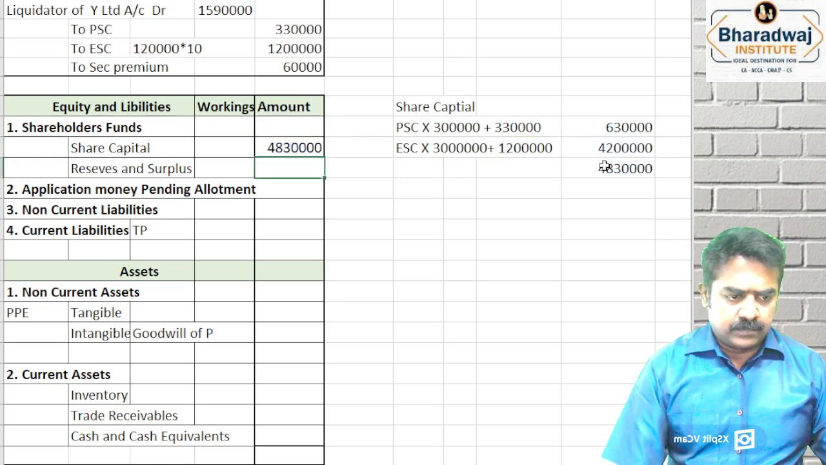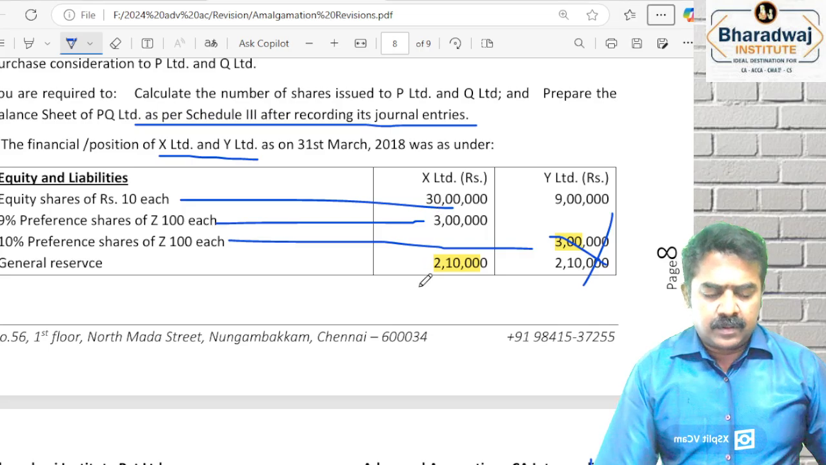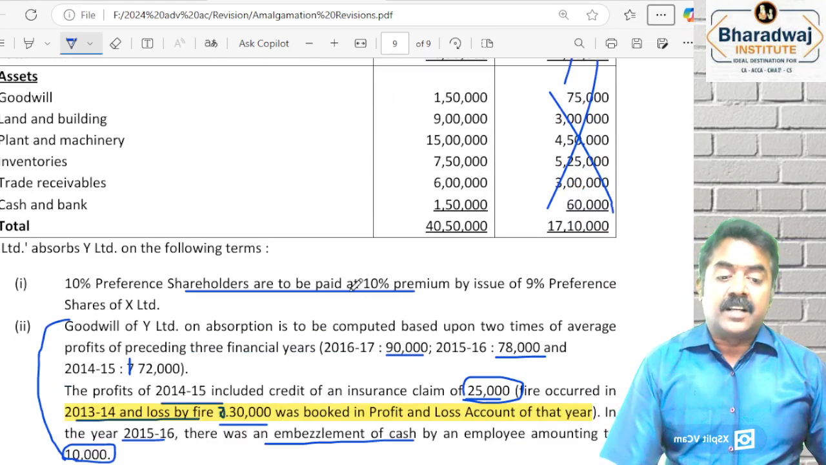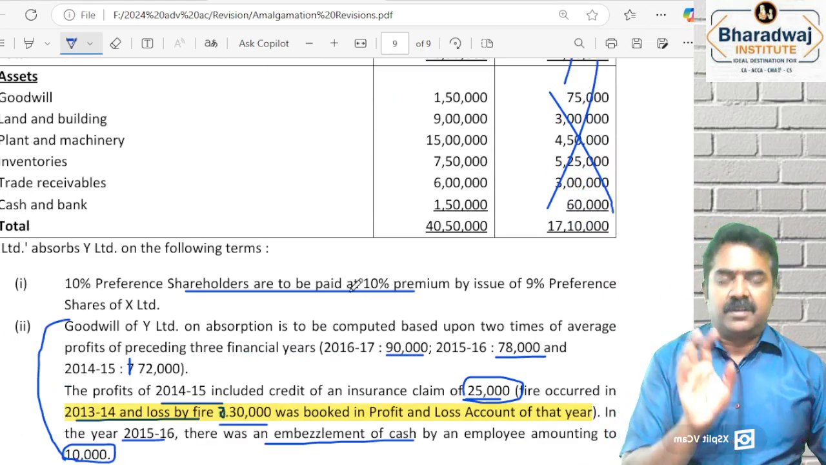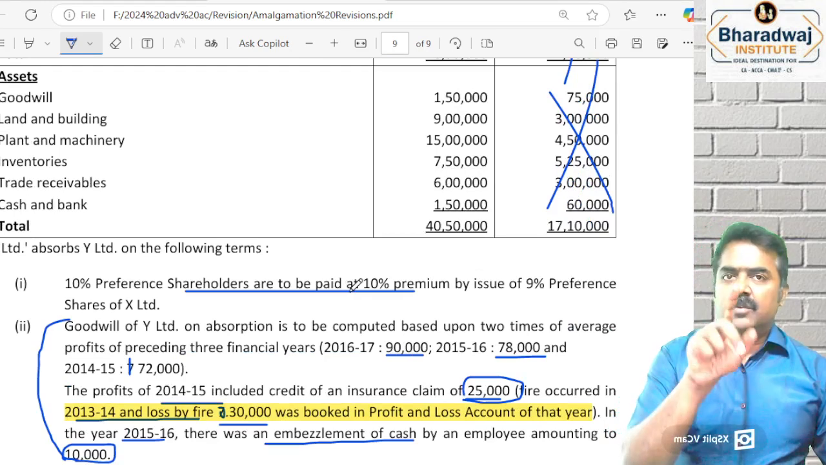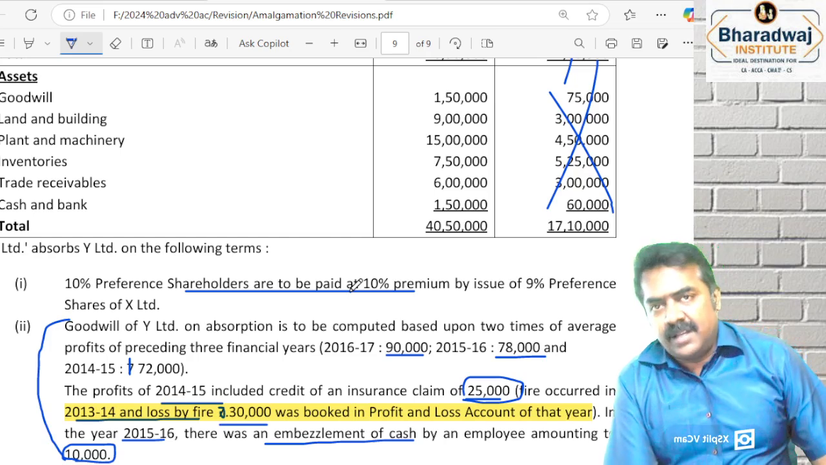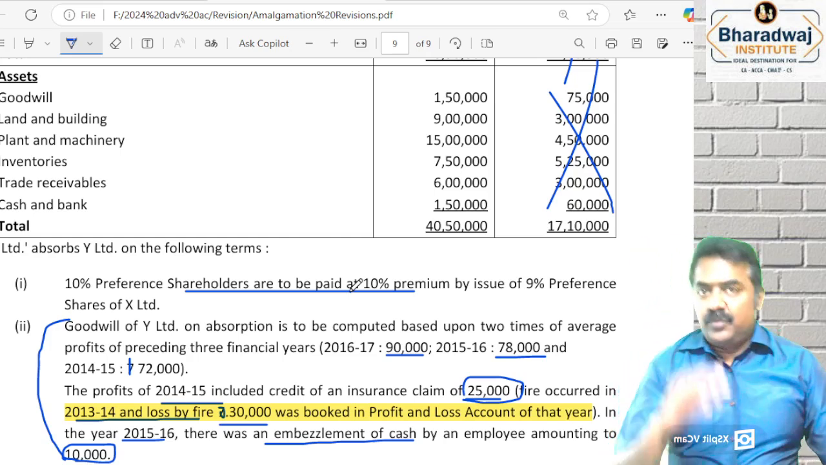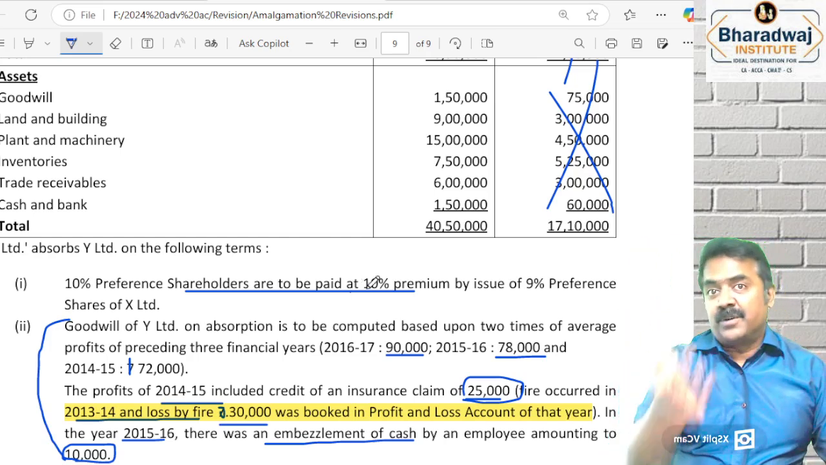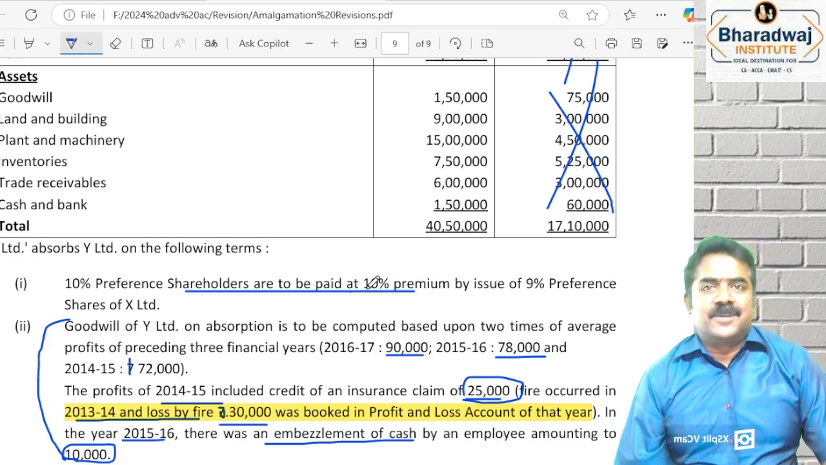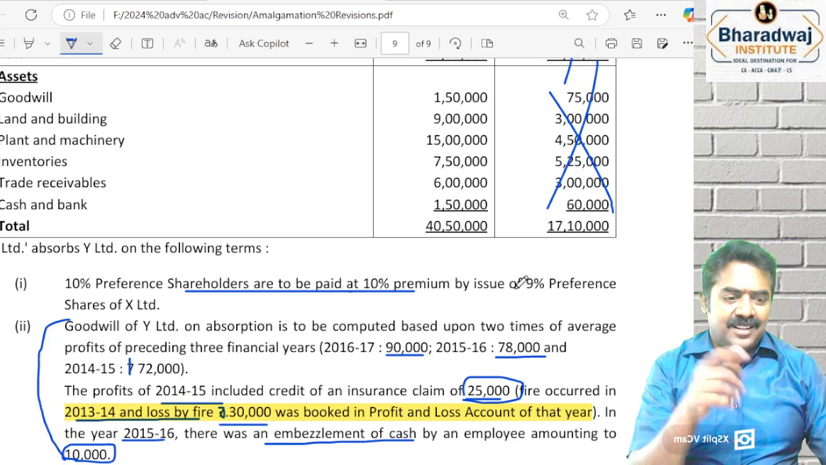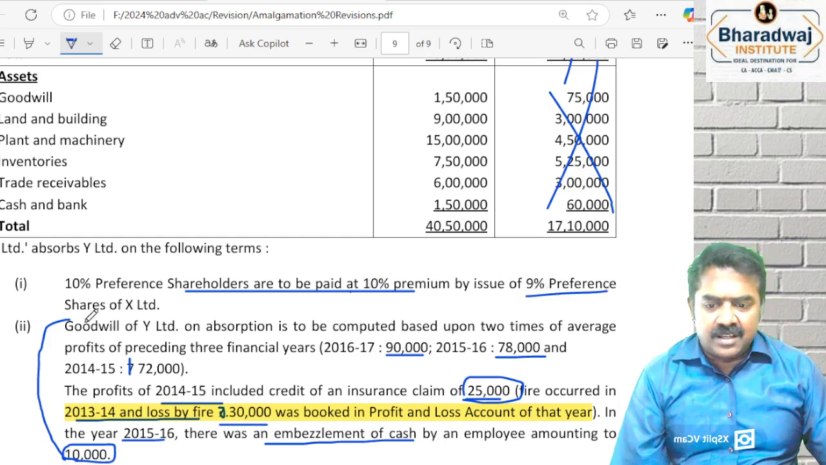Preference shares, 10% preference shares are to be paid at 10% premium. They are going to be paid at 10% premium. You are a preference shareholder. What was your old capital? 3 lakh. We are going to pay you 10% premium, which means you will get 3 lakh 30,000. But our shares are not given at premium.